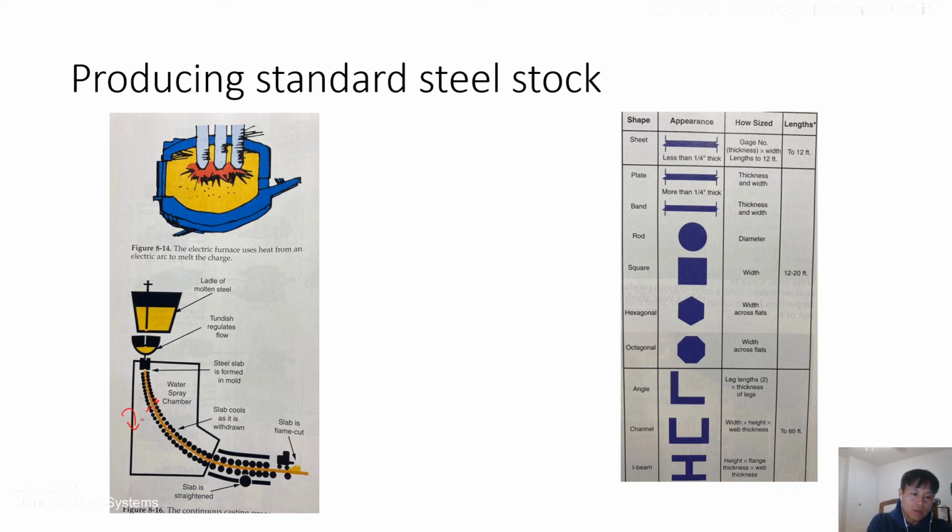And then after the slag, we send it to the next process, like a conveyor belt, with rollers rotating, and then send the molten iron, and by cooling down, that creates a certain metal product. Those are metal products: sheet or plate or band, rod, square, hexagonal, octagonal, angle, channel, I-beam. After this, they can press or do other processes that create the standard metal product.